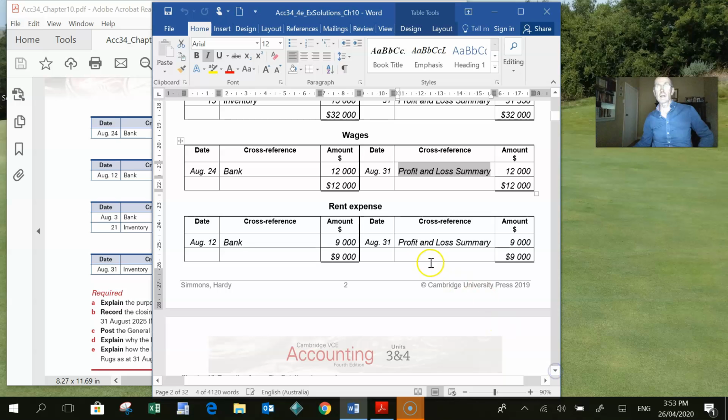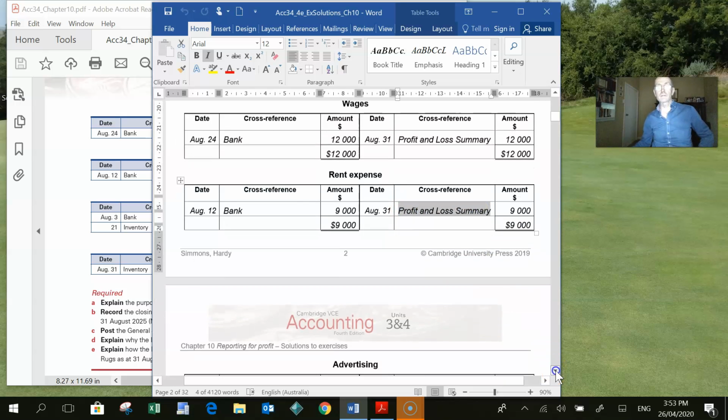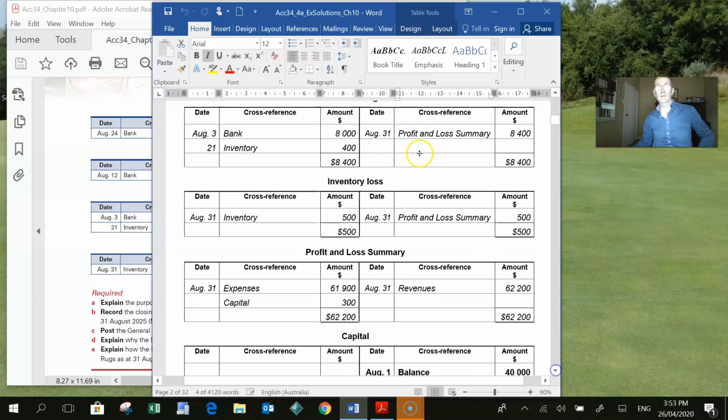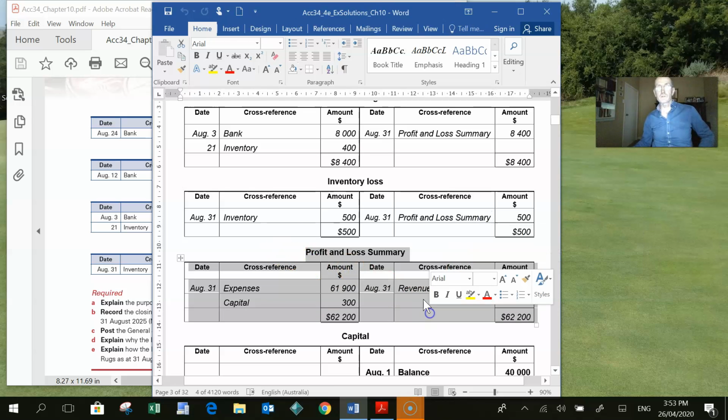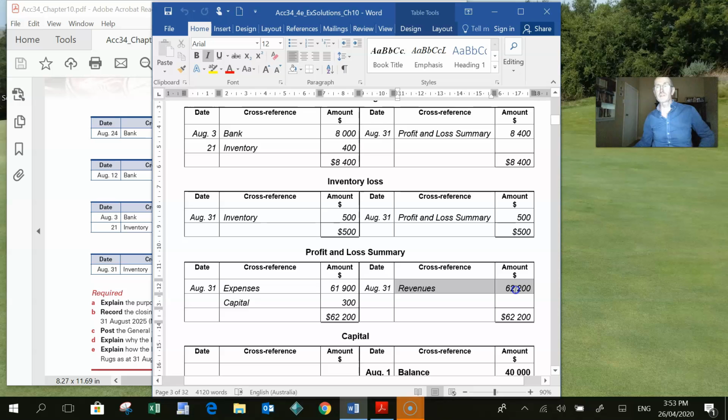All right, so start getting into that habit. Expenses, profit and loss summary, always on the right-hand side. Always. Same thing, over and over again. All right, then you do the profit and loss summary account. So all the revenues now get bunched together on the credit side. All the expenses get bunched together on the debit side. And the figure which makes both sides equal is transferred to capital.